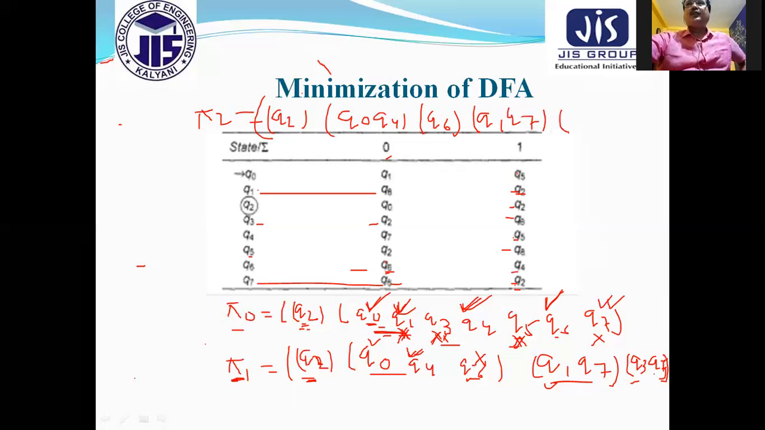Now for this Q3 and Q5, again check it. Q3 is Q2 and Q5 is Q2. So again it is the same set of pi 1. Now Q3 is Q6 and Q5 is also Q6. So again it is the same set. So not getting any problem. So there will be no changes. It will be Q3 and Q5.